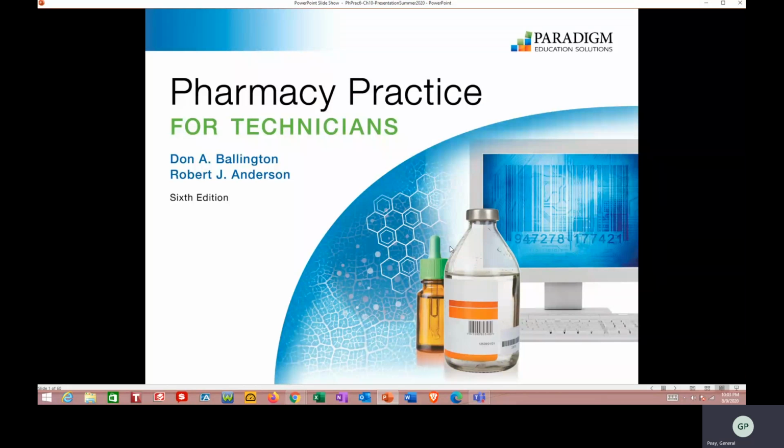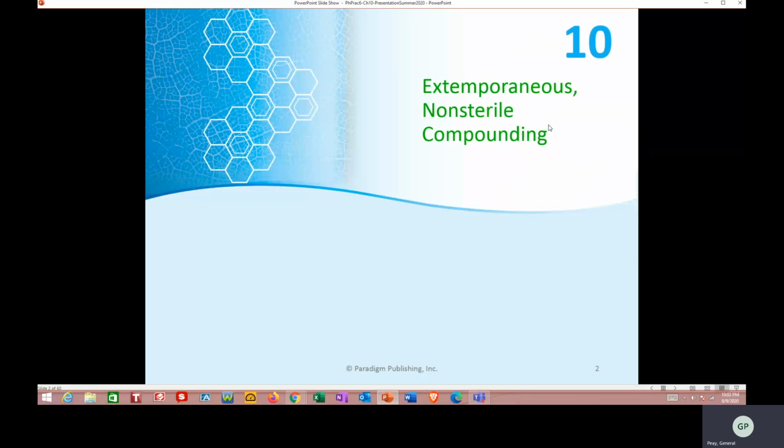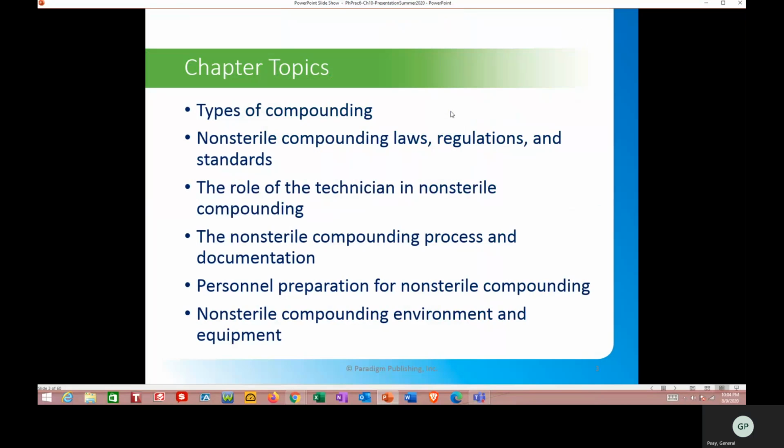Hello, students. This starts chapter 10, which deals mainly with compounding, extemporaneous, but it focused mainly on non-sterile, which is the opposite of sterile compounding. And I'll break down the differences between sterile and non-sterile. So again, this is chapter 10.